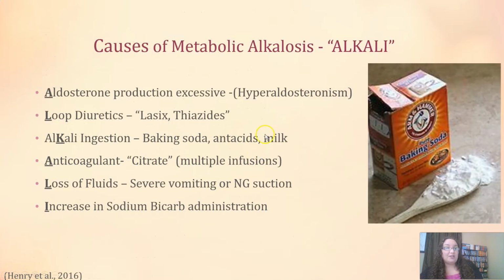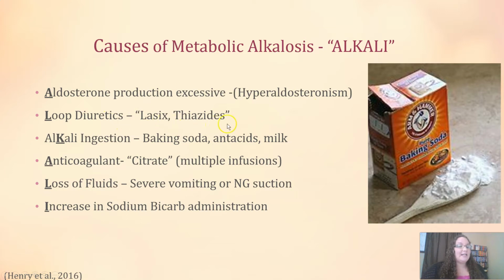So what are some causes of metabolic alkalosis? Again, I love my acronyms. So alkali. You've got aldosterone production excessive, so hyperaldosteronism. And what happens is the body's producing way too much aldosterone. The aldosterone tells the kidneys, hey, hold on to sodium, get rid of the potassium. Well, potassium is hydrogen ions, which are acidic, and so we can go into alkalosis.